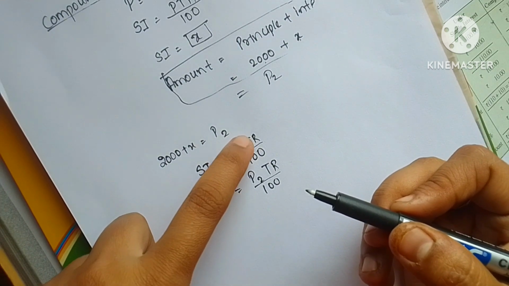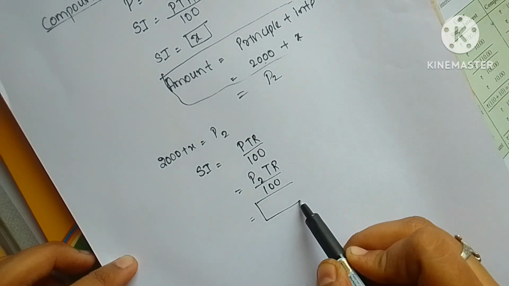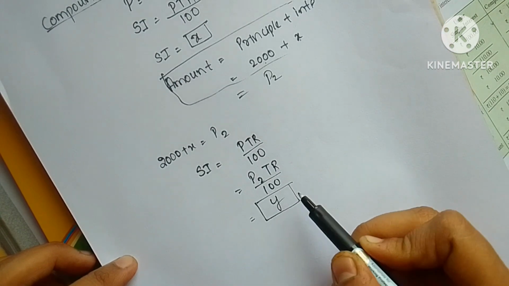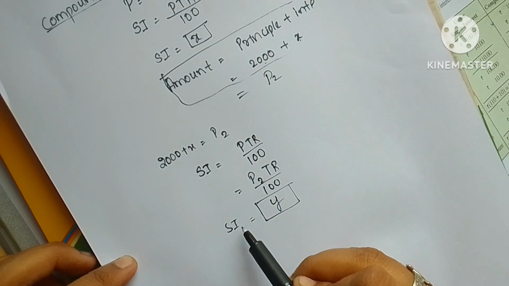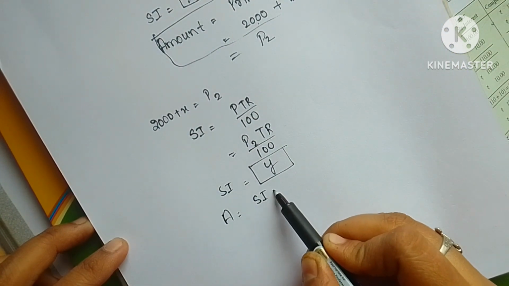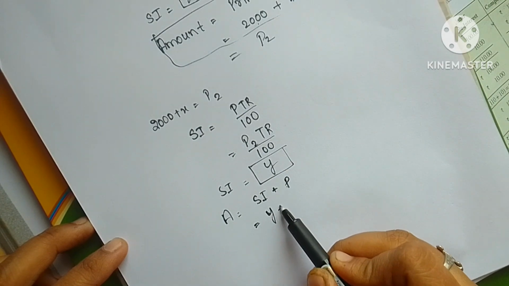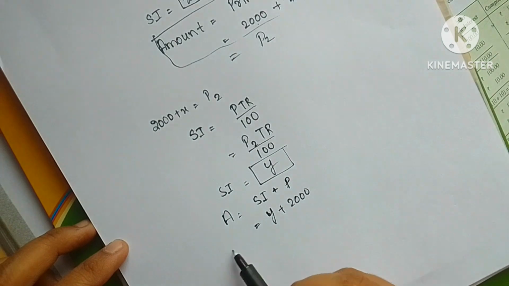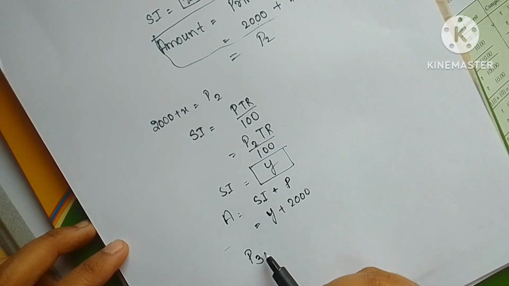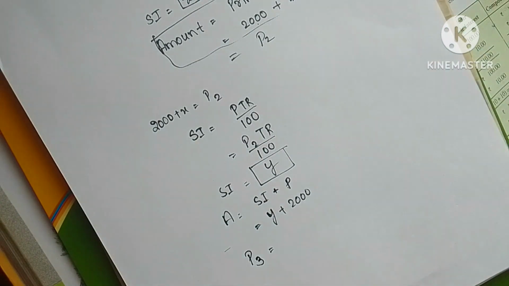Principal, time into rate by 100. Again we will calculate some interest, some value will come, like Y. This is the simple interest, and again we will calculate the amount, simple interest plus principal. So simple interest Y, principal 2000. Again this will become the principal for the next year. So like this it will go on.